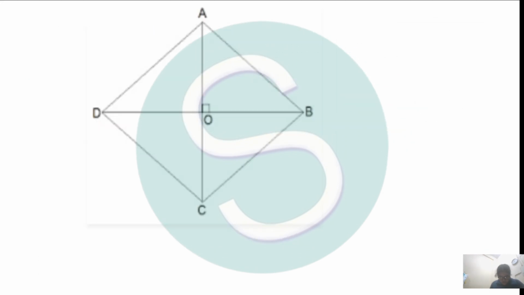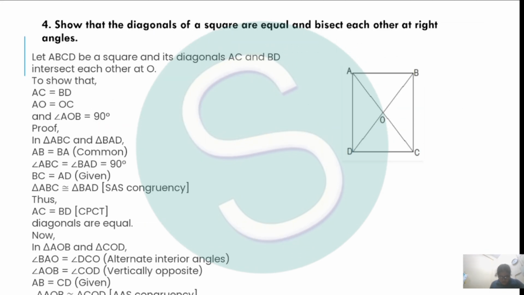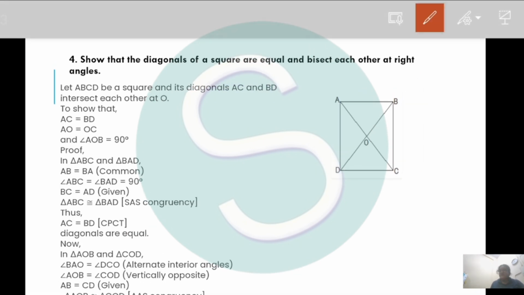So now next question. Show that the diagonals of a square are equal and bisect each other at right angles. So हमें given है ABCD is a square and we have to prove that diagonals, that is AC and BD, are equal and bisect each other at right angles. So it is given ABCD is a square and its diagonals AC and BD intersect each other at O. And we have to show that AC equals to BD and AO equals to OC and angle AOB equals to 90 degree. We have to prove these things.